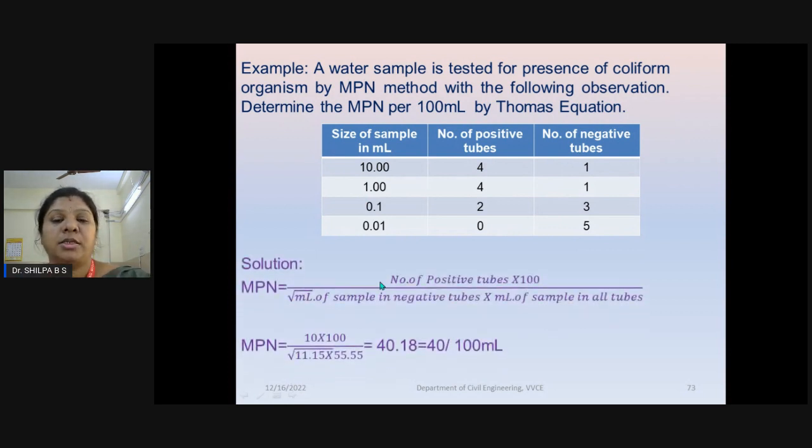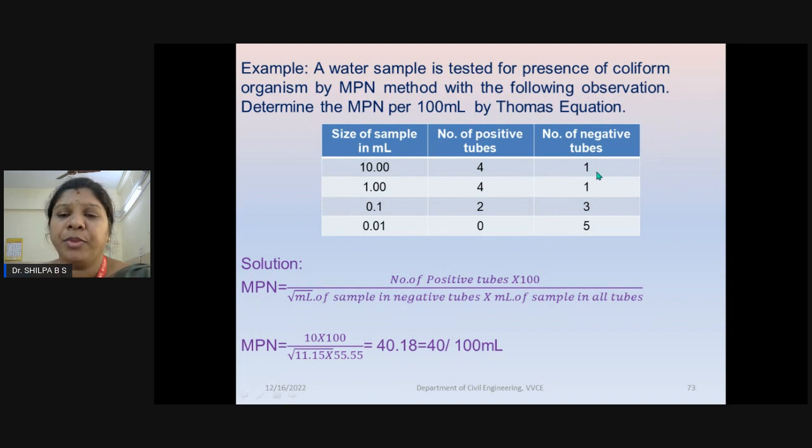Now, let us substitute the values in the Thomas equation. The Thomas equation uses the number of positive tubes, so we need to take the total number of positive tubes. 4 plus 4 plus 2 is 10. So, 10 into 100, divided by the square root of the ml of sample in the negative tubes.